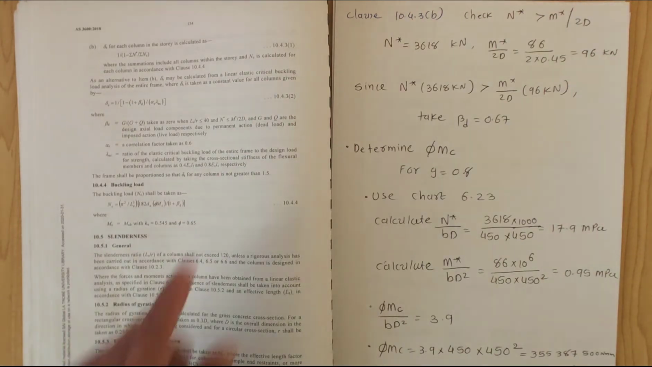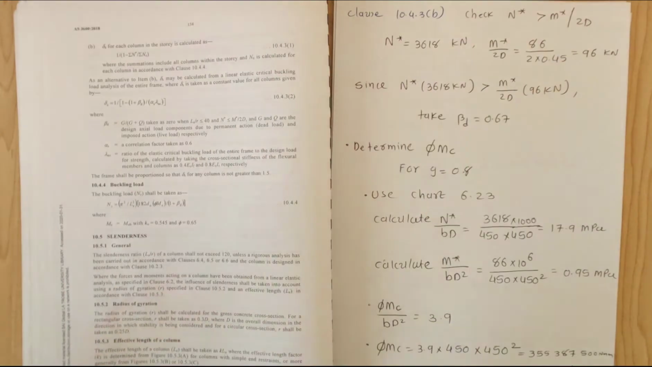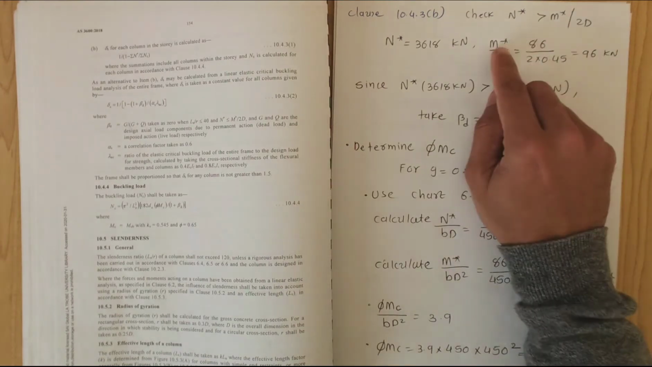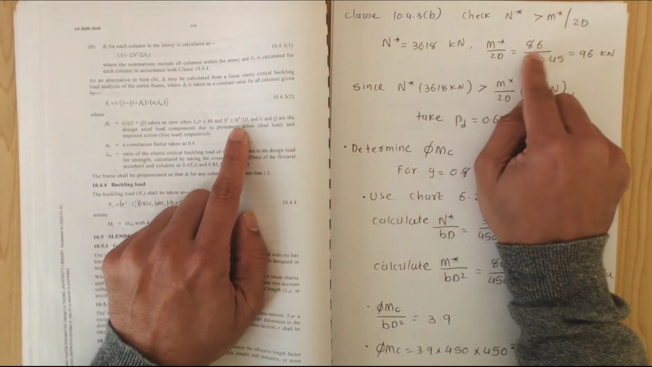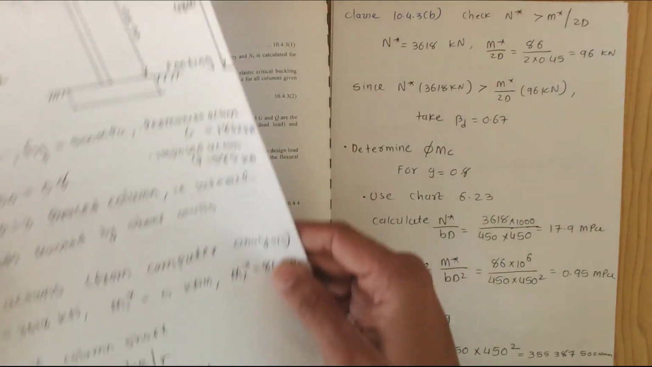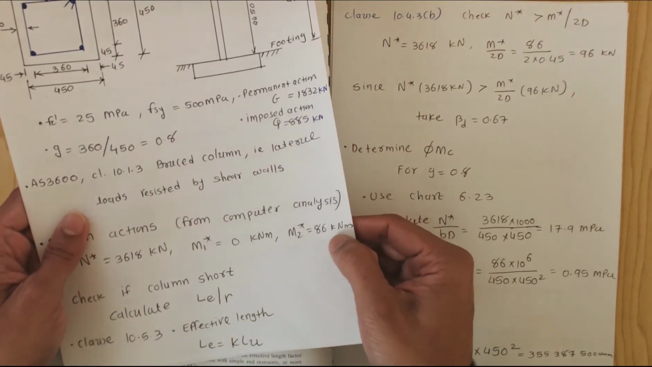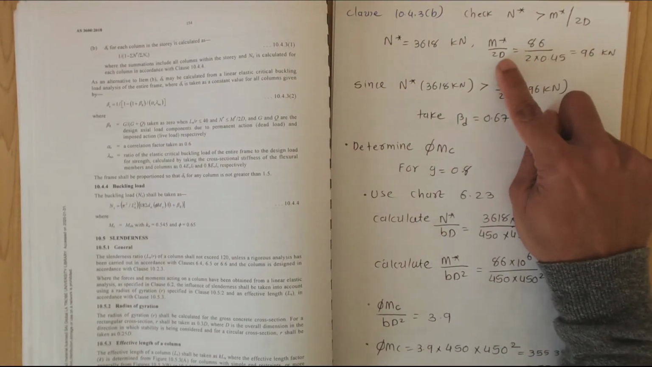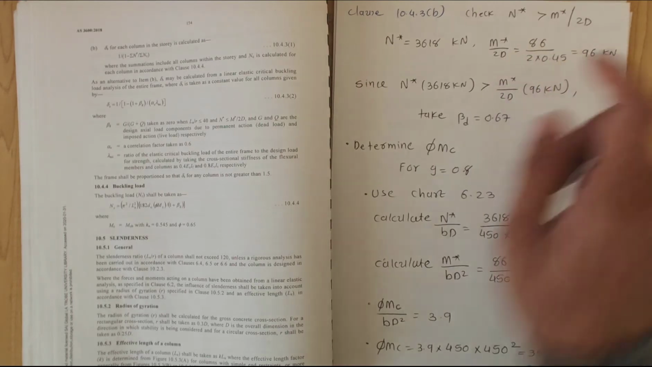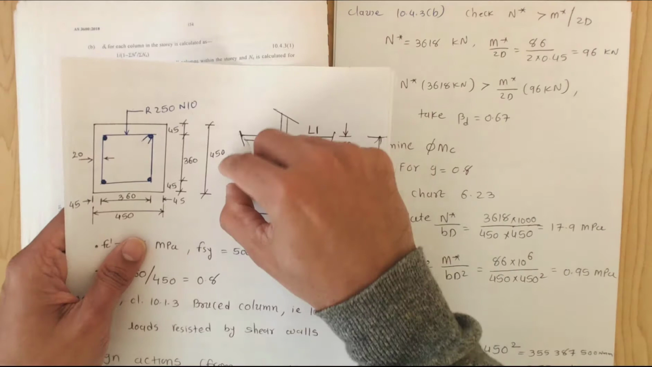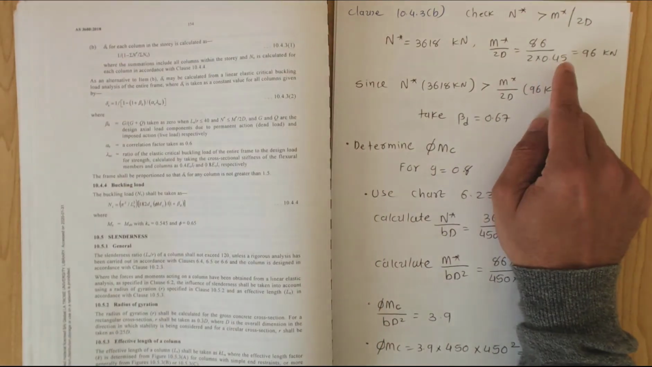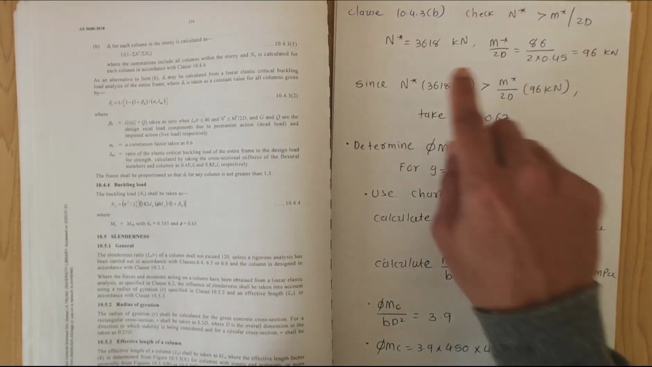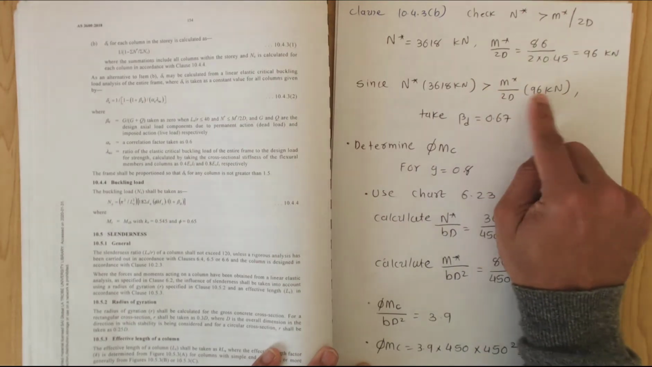But let's check the second condition. N star is 3618, given in our example, that is the design load, 3618 kilonewtons. And we can calculate M star over 2d. I think in our example there is an M star given, 86 kilonewton meters. So 86 over 2 times d, that is in kilonewton meters, so we keep d in meters: 450 millimeters divided by thousand to get it in meters. So kilonewton meters over meters gives me 96 kilonewtons. So let's check that 3618 kilonewtons is greater than 96 kilonewtons.